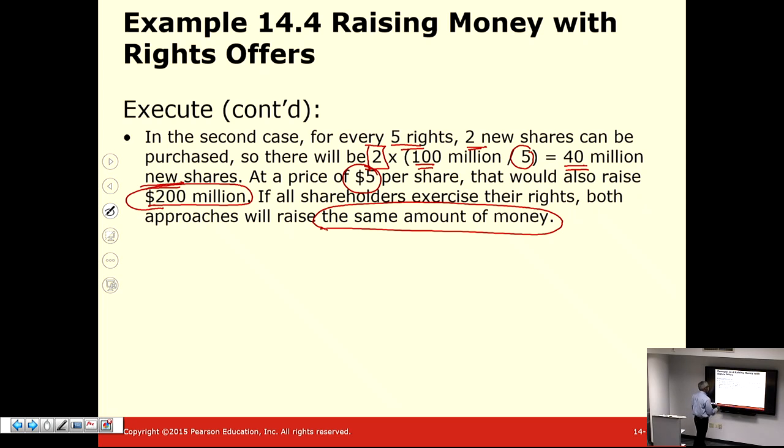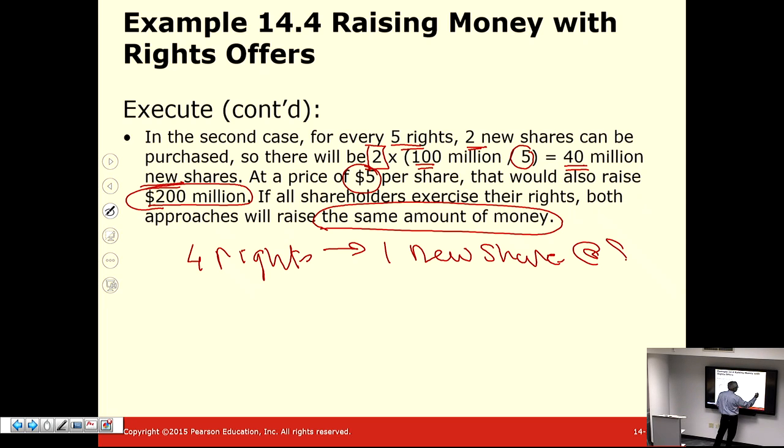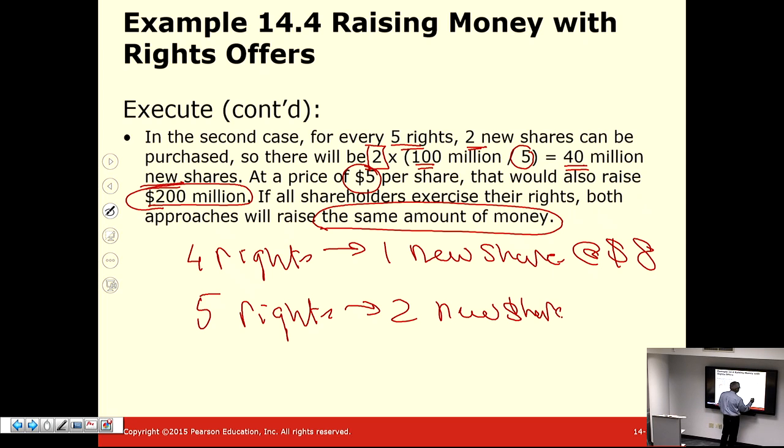So you are indifferent between 4 rights leading to 1 new share at $8 per share, or 5 rights leading to 2 new shares at $5 per share. Both of these choices raise the same amount of $200 million for you. So you're indifferent between those 2 choices.